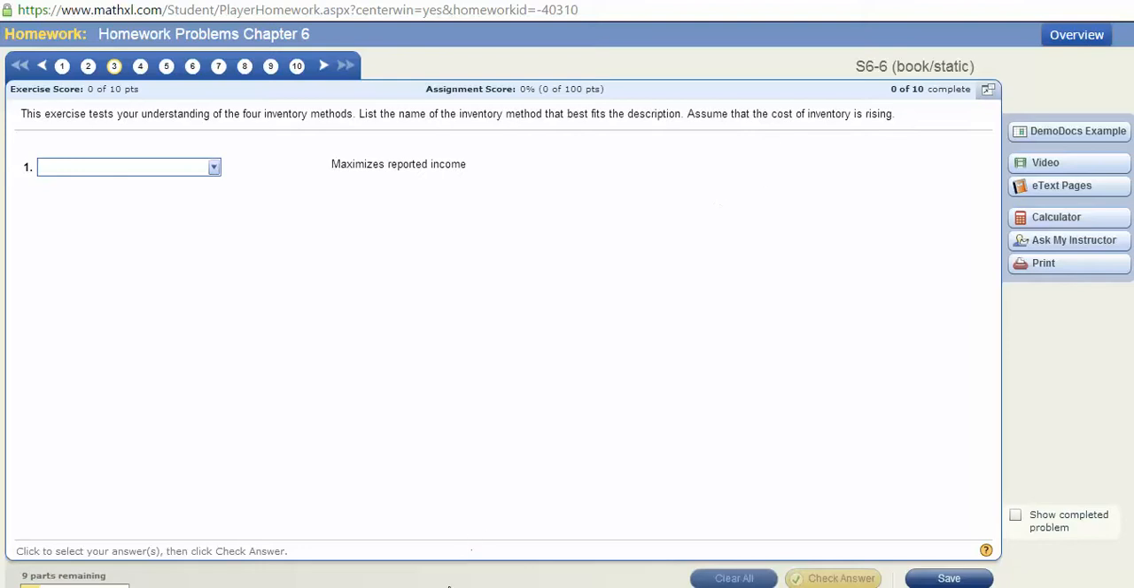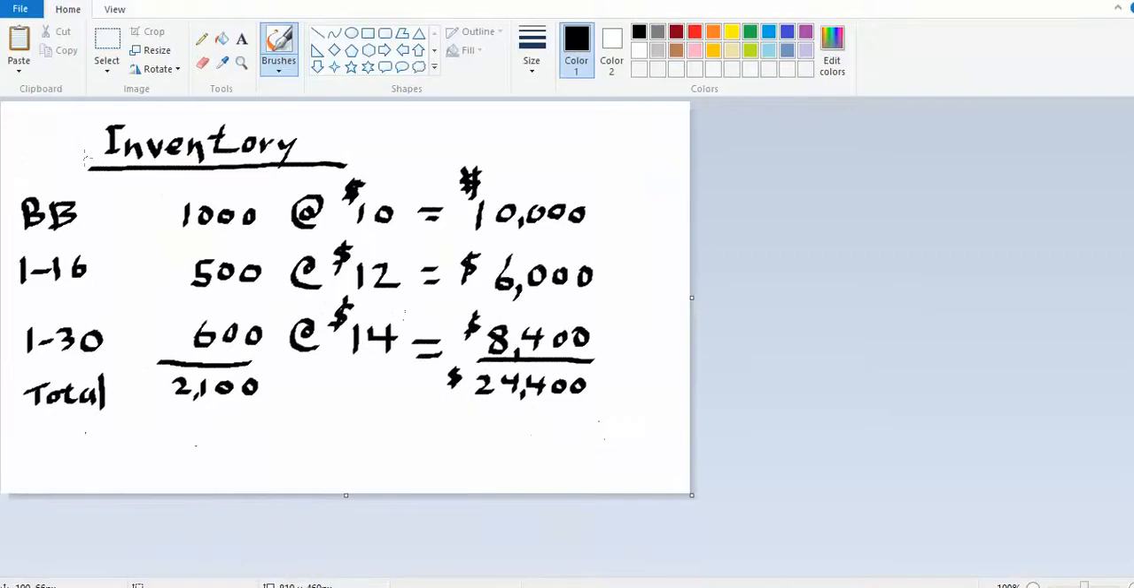I've taken the trouble here to set it up, and you see here we've got a beginning layer of inventory of 1,000 units at $10, obviously $10,000. And then on the 16th, we bought another 500. Notice how prices are going up, $12 now. Notice that on the 30th, we bought another 600, and now it's up to $14 per unit. So this is a model that shows you what rising costs look like.